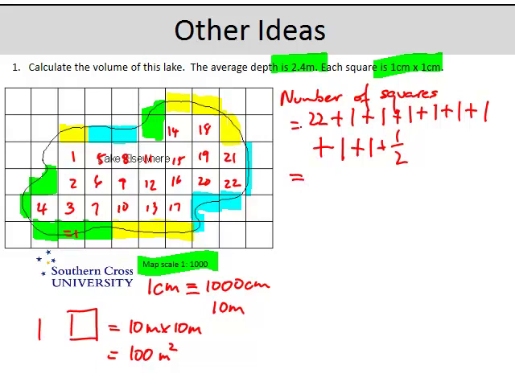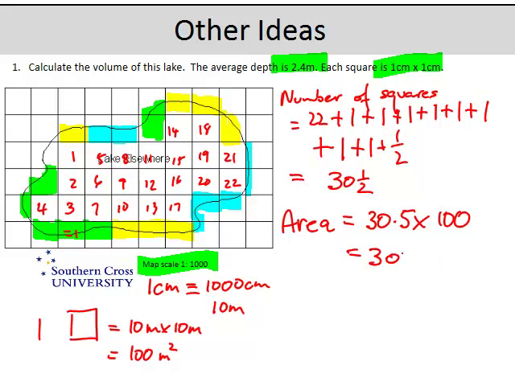So let's see how we went. 22, 23, 24, 25, 26, 27, 28, 30. So we think that's about 30.5 squares. And so we know that the area is going to be 30.5, and I'll go to decimals now, times 100, because we know that each square from what we worked out is 100 square metres. So that is about 3,050 square metres.